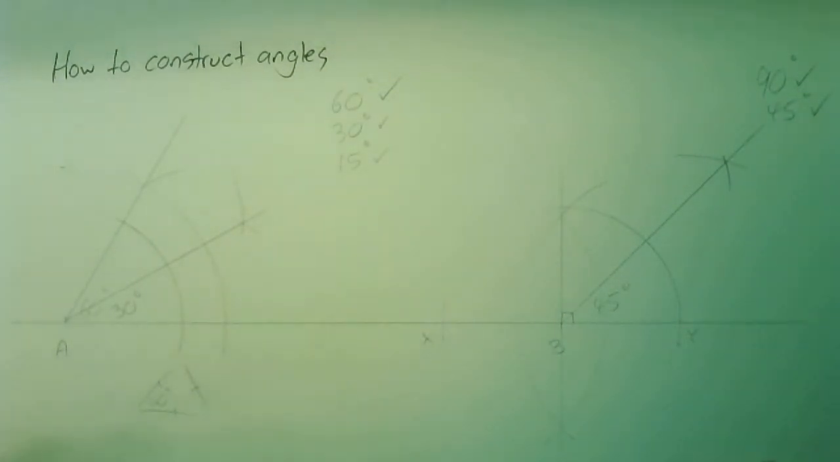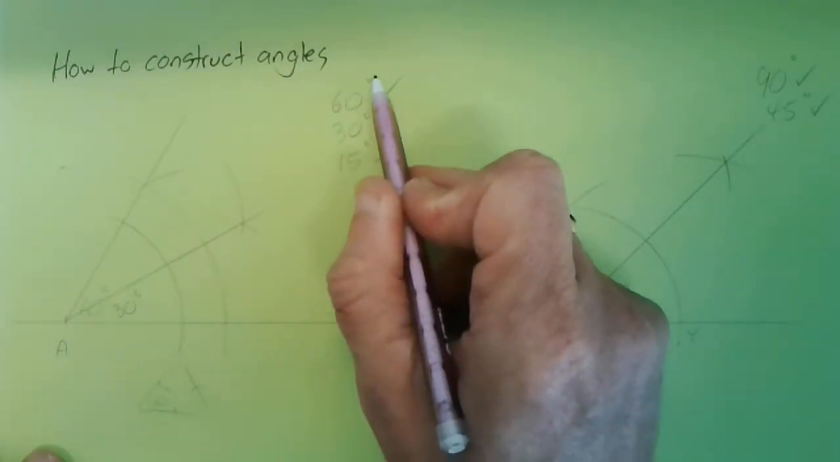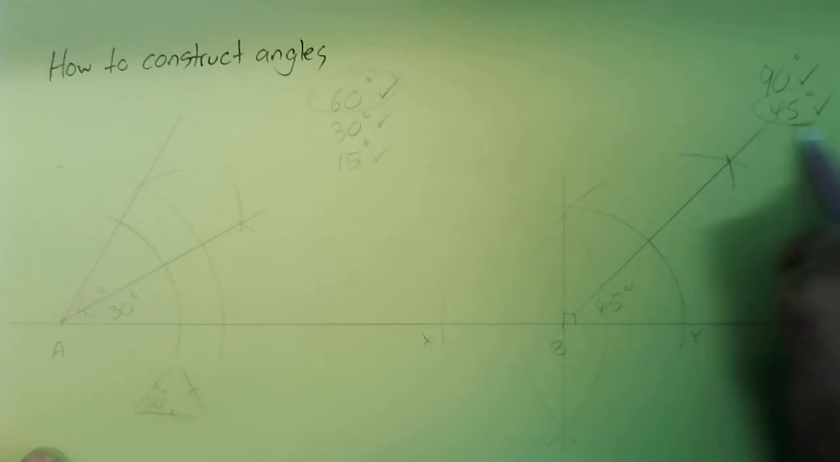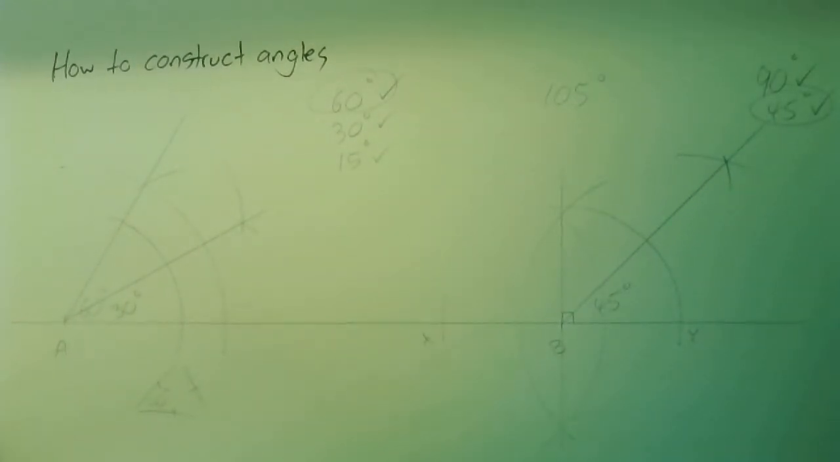So we can construct those angles. And on further topics, we could combine them. I could construct a 60 next to a 45 if I wanted to make 105, and I can make all sorts of combinations.